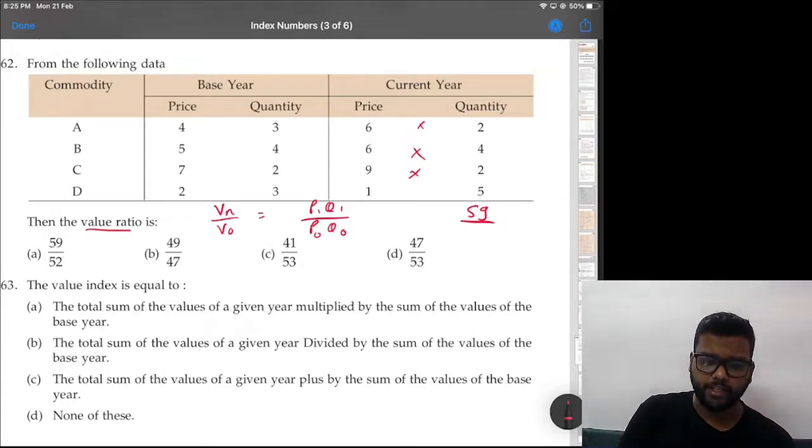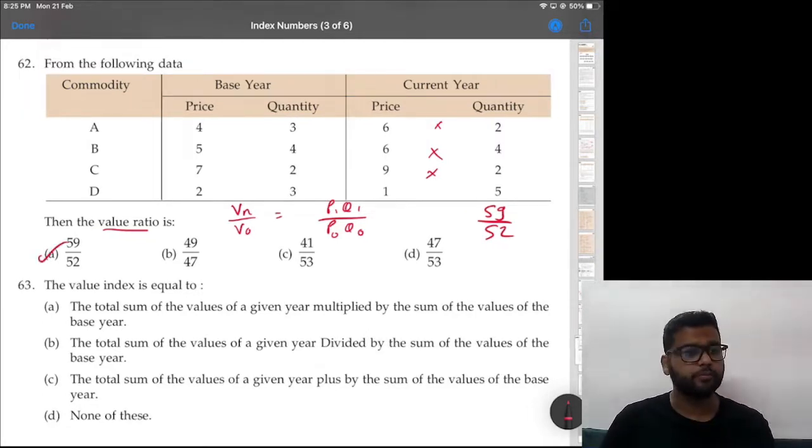For the base year, it is 4 into 3 M plus, 5 into 4 M plus, 7 into 2 M plus, 2 into 3 M plus. If you press MRC, you get 52. So A is the correct answer.